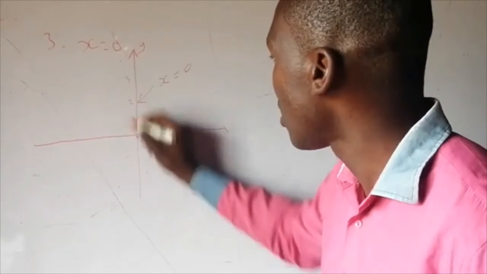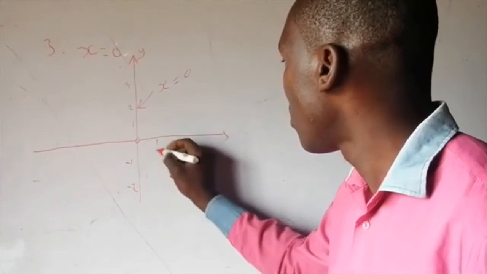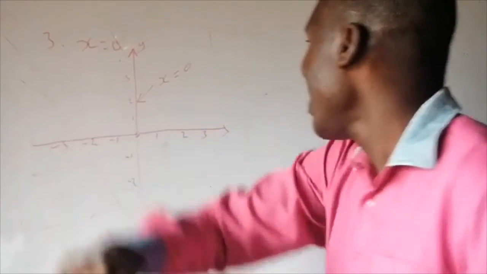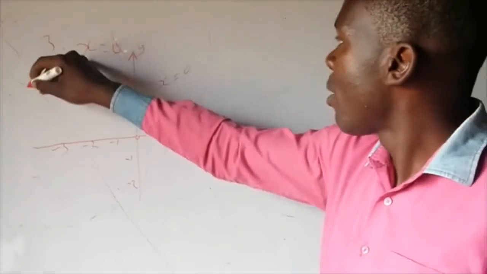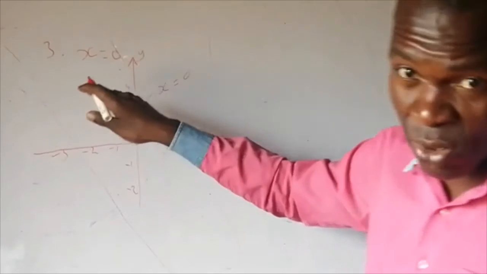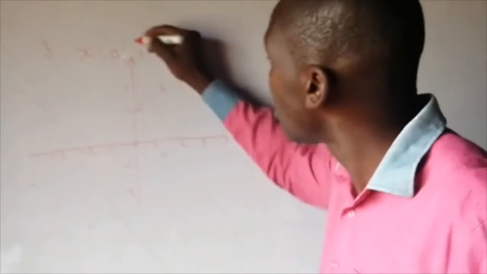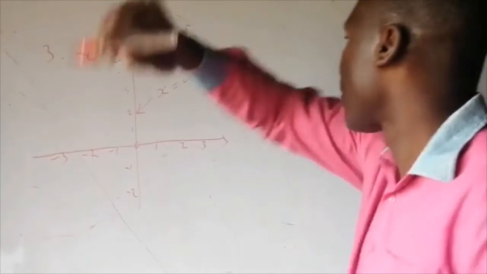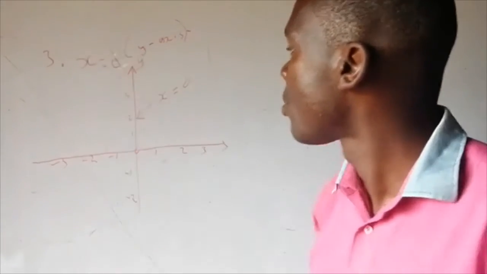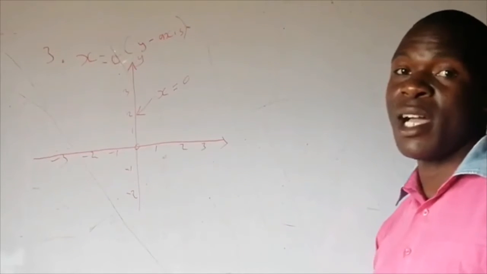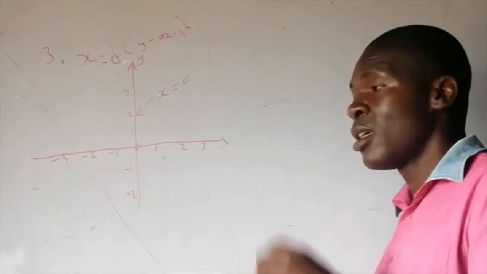1, 2, 3, minus 1, minus 2, 1, 2, 3, minus 1, minus 2, minus 3. So the line x is equal to 0 is also called the y-axis. Right. This is the first part I want you to understand.